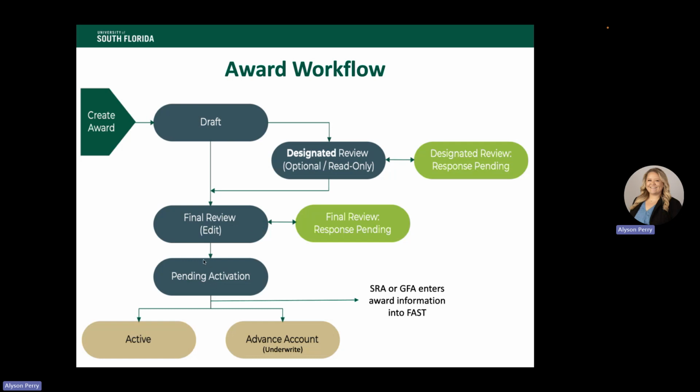activation. Because Bullseye Research is really just for pre-award management, our financial system does not talk to Bullseye Research. So this is where your SRA or GFA would have to move into FAST and enter your award information into the financial side of the house. Once we've done that, we will either move to activate your account or move it into an advance account if you had selected that funding anticipated option. Again, ancillary reviews can happen at any stage of this workflow.